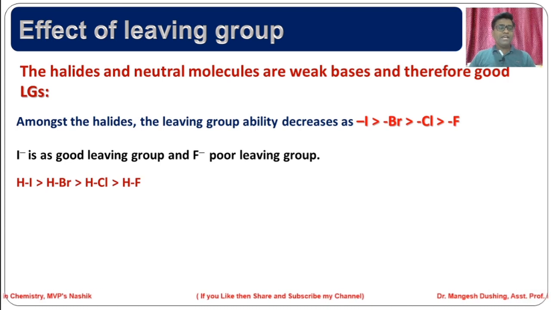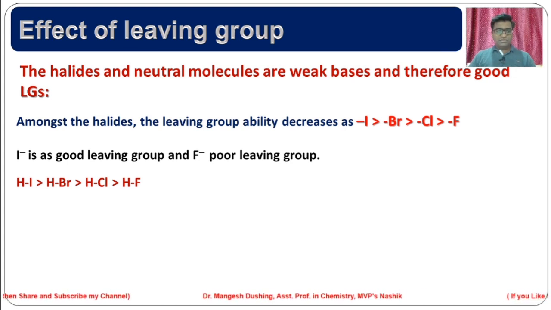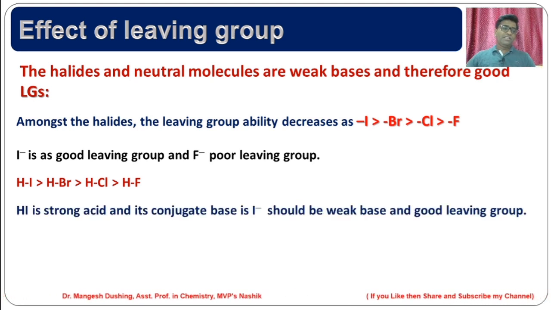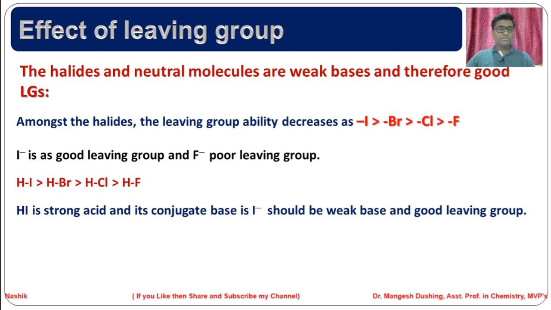This is because of the acidity: HI is a very good acid, then HBr, then HCl, then HF. HF is the weak acid, and as we know, good leaving groups are the conjugate bases of strong acids. HI is a strong acid, and its conjugate base is I minus. So I minus should be a weak base but a good leaving group. So conjugate bases of strong acids are good leaving groups.